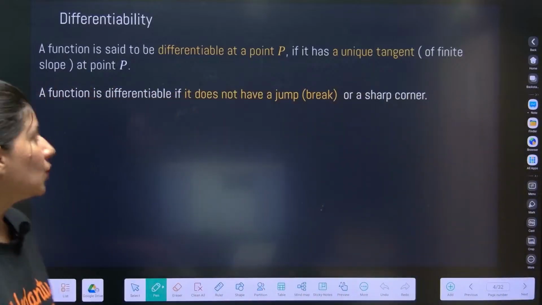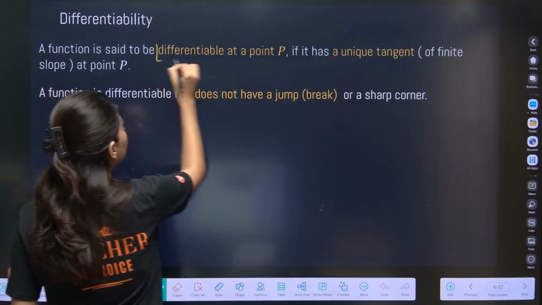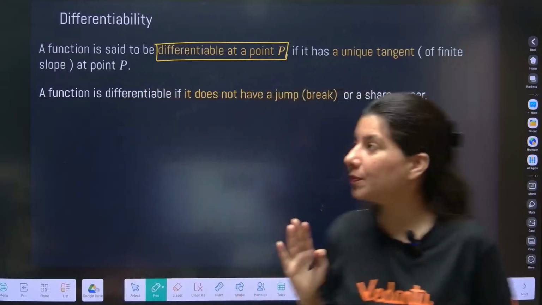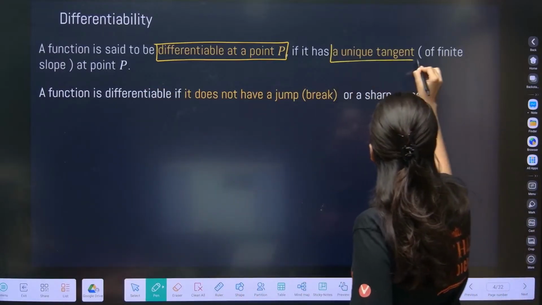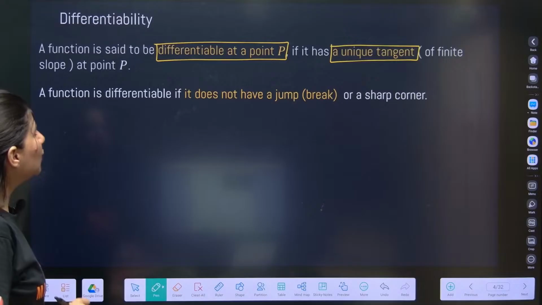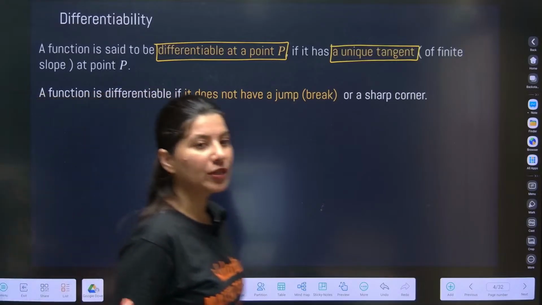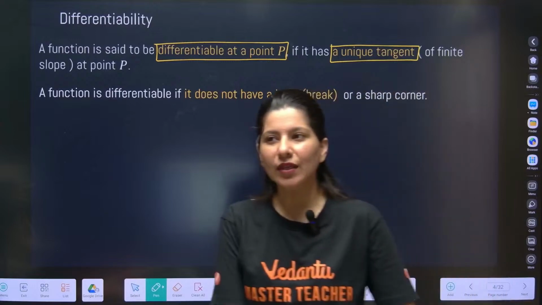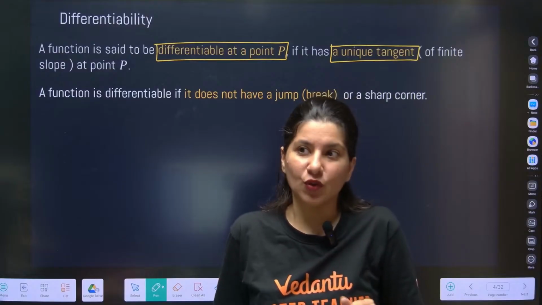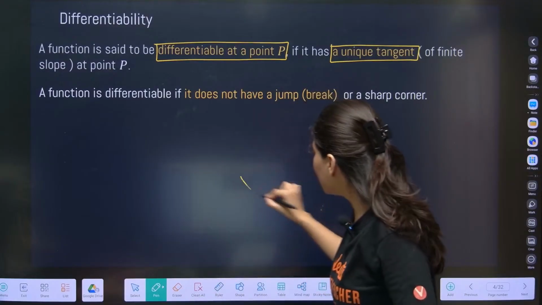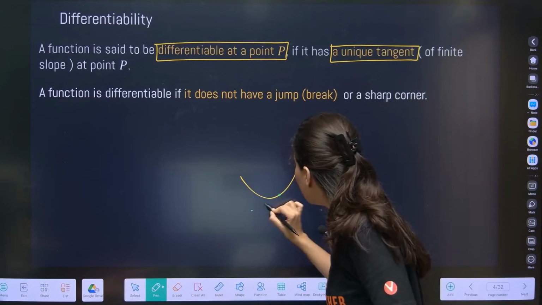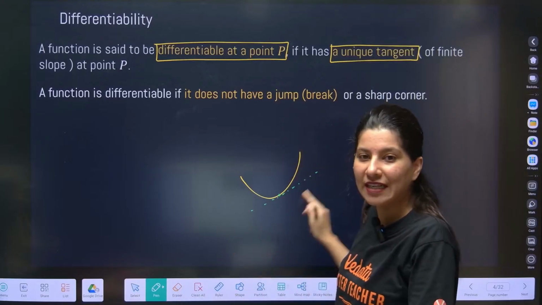Now, let's see. A function is said to be differentiable at point P if it has a unique tangent of finite slope at point P. What does that mean, unique tangent? Unique tangent means at one point, you can only draw one tangent. Suppose a graph is given and this is the point, and touching this curve, you only have one option. Only one tangent is drawn over here.